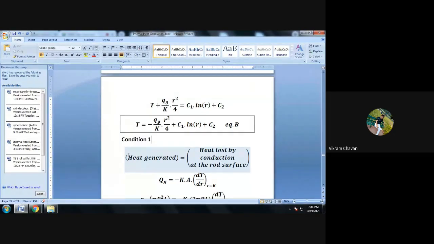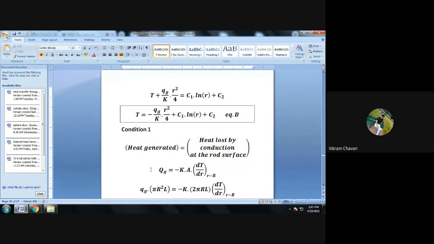So heat generated is equal to heat lost by conduction at the rod surface. So we can say that capital Q suffix G, that is the heat generation per unit time, is equal to heat conduction to the rod surface. Rod surface कितने distance पर है? Rod surface center से कितने distance पर है? Which is equal to capital R. Capital R distance पर है.